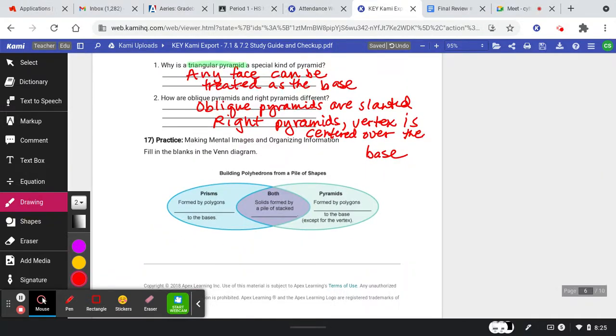And finally, they give us a little Venn diagram here at the bottom where you're just going to fill in that prisms are formed by congruent polygons. And pyramids are formed by similar polygons. But they're both formed by a pile or stacked polygons. So on this side, if I stacked a rectangle on top of a rectangle on top of a rectangle on top of a rectangle, it would make my prism. And on this side, if I stacked a rectangle with a smaller rectangle with a smaller rectangle, similar rectangles all the way up to the top until the vertex, it would make my pyramid.